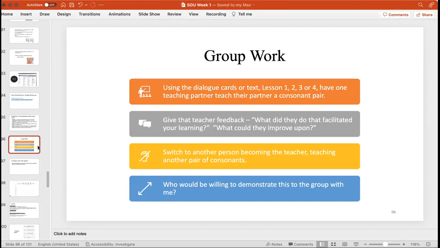And this is what I'd like you to do. I'd like you to use your dialogue cards or the text for lesson 1, 2, 3, or 4. And one person will teach the other one consonant pair, and then you'll switch. But I want you to give each other feedback about what that teacher did that helped you to learn and what they could also improve upon. And you switch back and forth. And then we're going to have some people demonstrate to the group the teaching of the consonants.